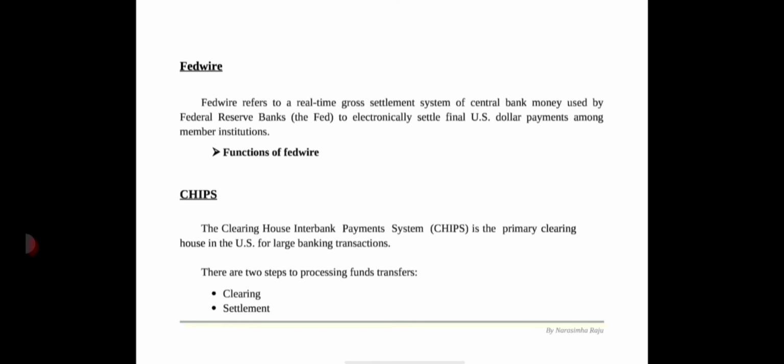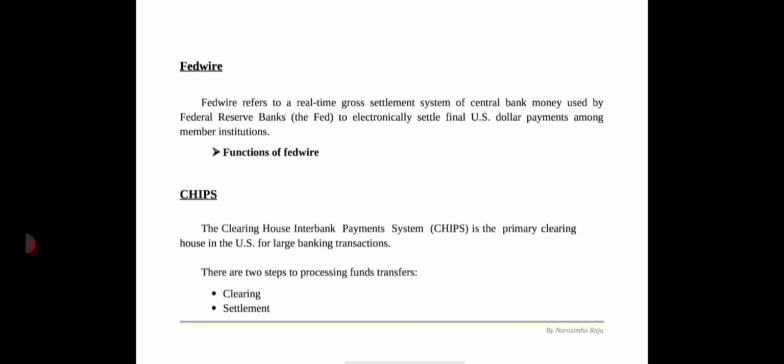CHIPS and the Fedwire Funds Service used by the Federal Reserve Bank combine to constitute the primary network in the US for both domestic and foreign large transactions denominated in US dollars. And the functions of CHIPS can be categorized as clearing and settlement.